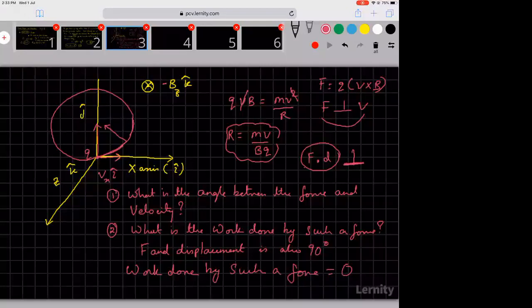So do you understand that the body is now moving with uniform velocity? The force is only changing the direction of motion of the body, but the magnitude of the velocity is a constant because the work done is zero. Do we understand this?